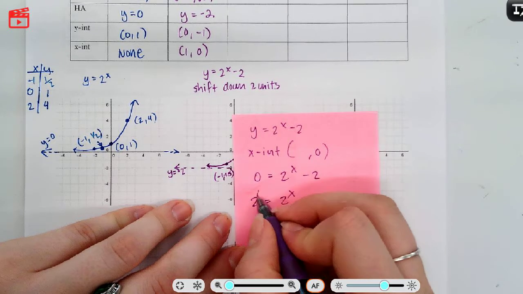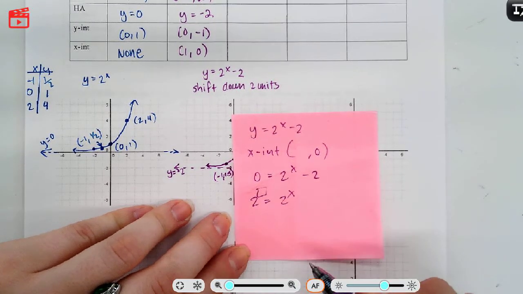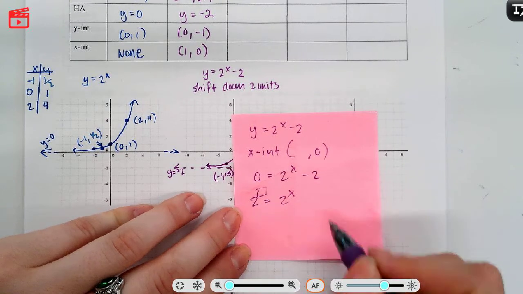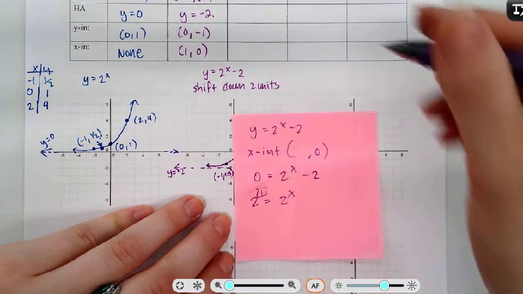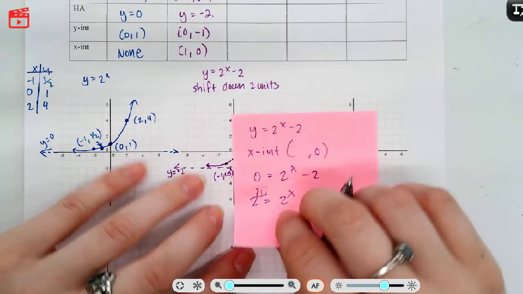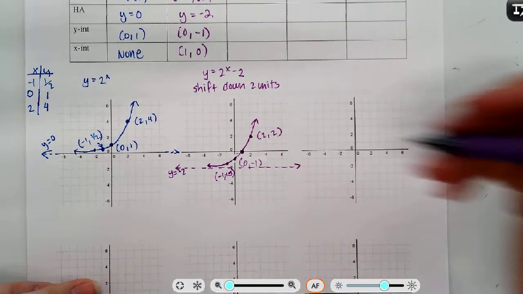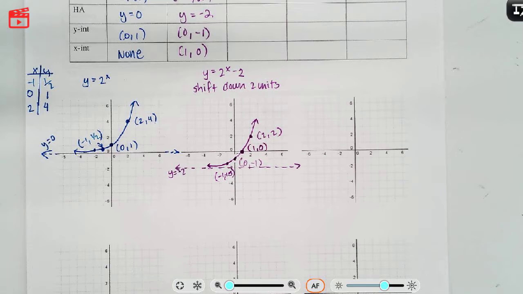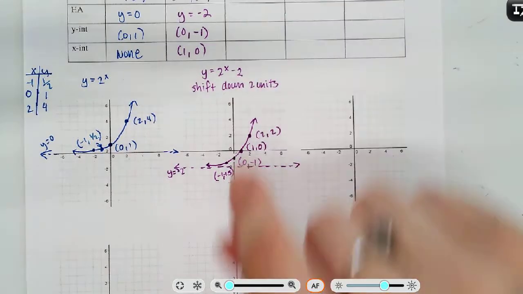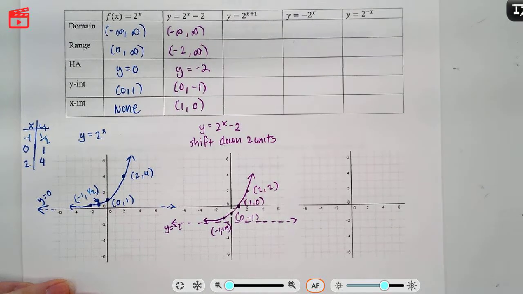So the question is, what do you raise 2 to get 2? Well, the answer is 1. All right, so (1, 0). So here we go. Let's plug in that new point, (1, 0). And the next one, y equals 2^(x+1).